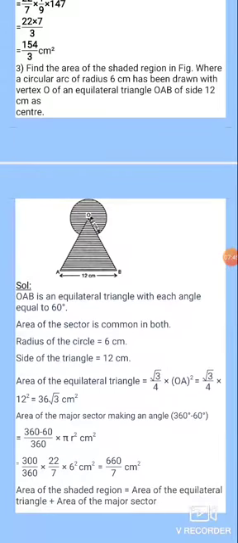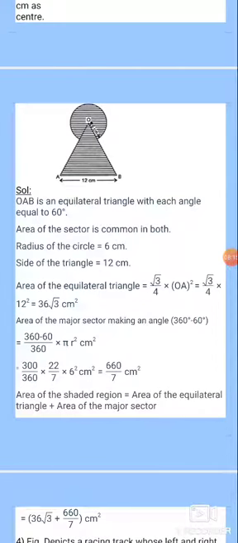So 300 by 360 into pi value 22 by 7 into 6 square. So 6 into 6, 36, and 360 we can cancel by 10. Then 0 and 0 cancel. At last 22 into 30 becomes 660 by 7 centimeter square. Now we need to find out the area of the total shaded portion. That is the area of the equilateral triangle plus the area of that major sector. Just write the answer: 36 root 3 is the equilateral triangle plus 660 by 7 is the major sector area.